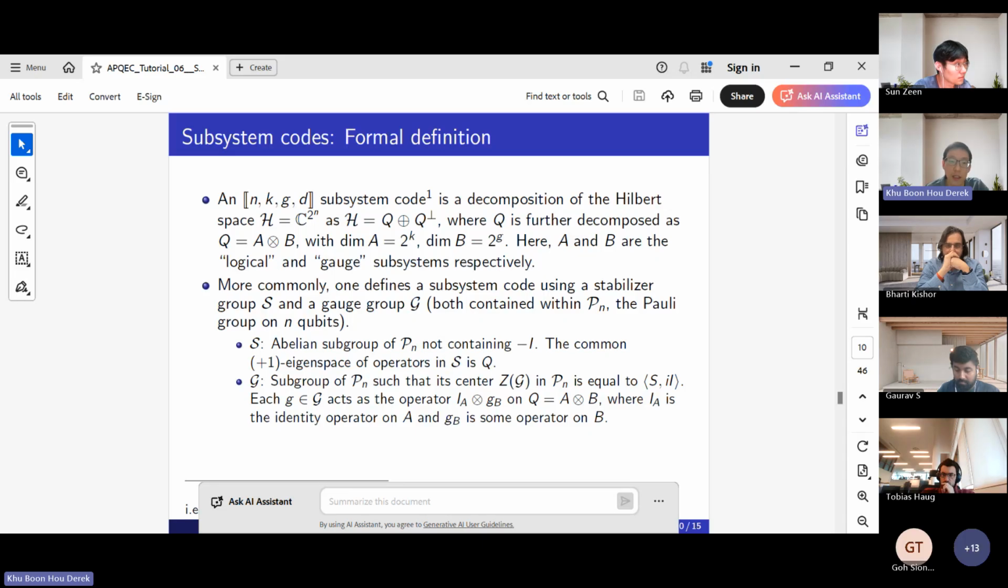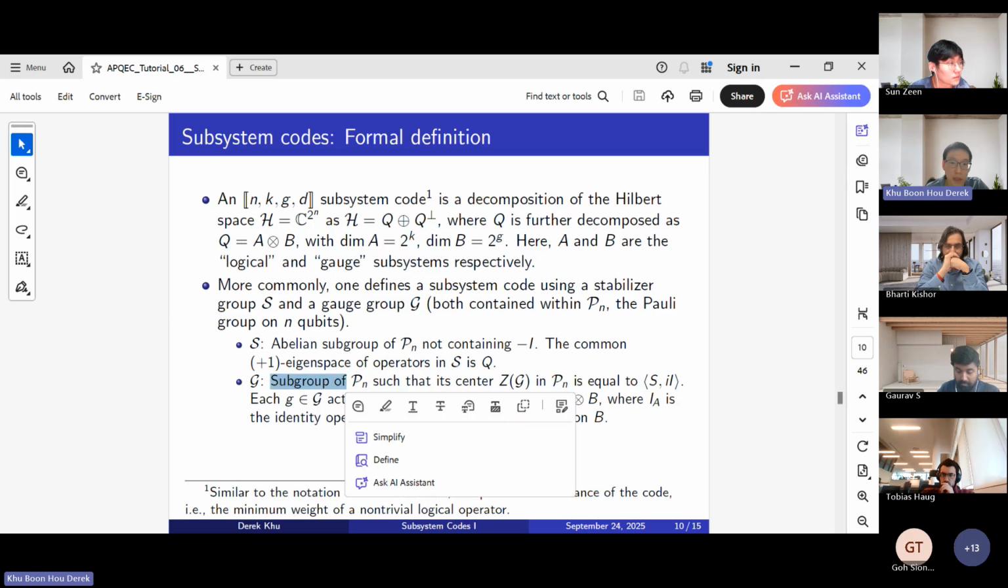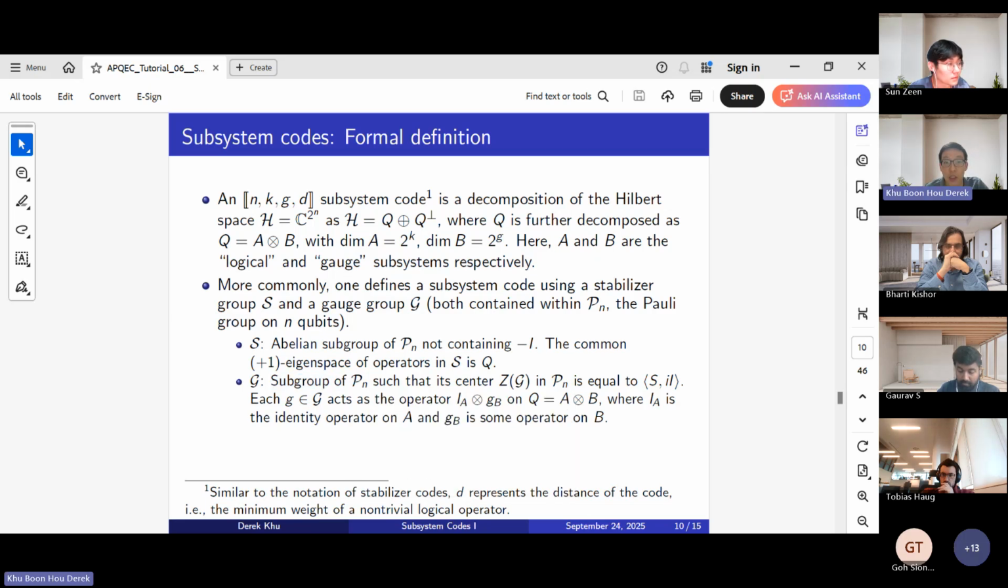And G is the gauge group. This is what's different from the stabilizer group. This is a subgroup of P_n which is not necessarily abelian. The point is that the center of this subgroup is exactly the stabilizer group along with i times the identity. So S doesn't contain minus I or i times the identity, but G would contain all of these things: i times the identity and minus i times the identity.